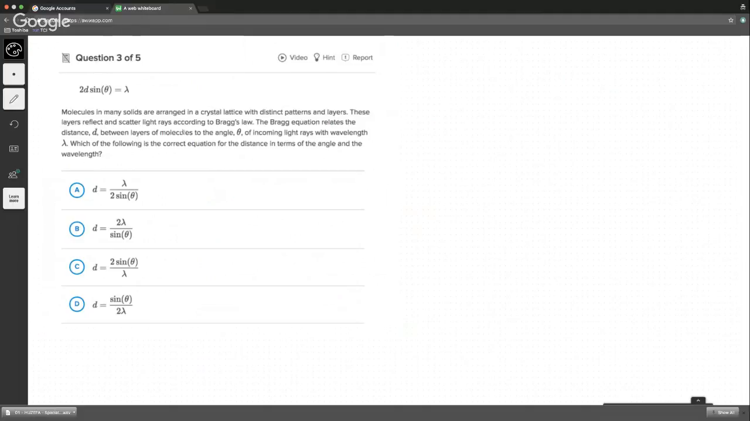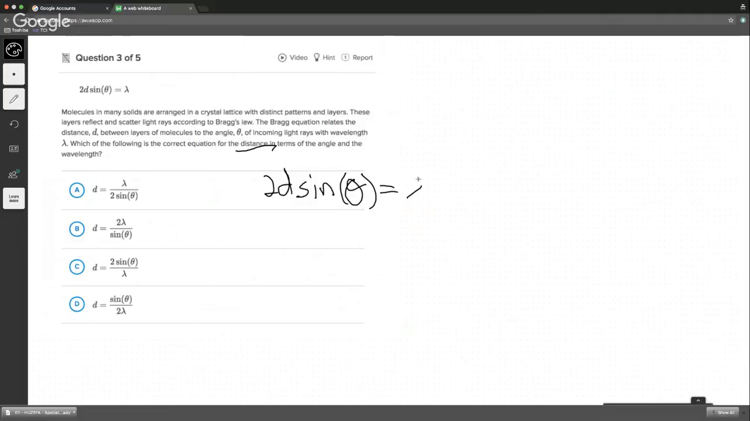These layers reflect and scatter light according to Bragg's law, Bragg's equation. Honestly, we could have done without that entire first two sentences. The Bragg equation relates to the distance d, so d is distance, between layers of blah, blah, blah, which is the following correct equation for the distance. All we're doing is isolating distance. There's like 5 lines of text, and all you need to know is you need to isolate d. That's it, right? Super basic problem masked in all this crazy jargon.